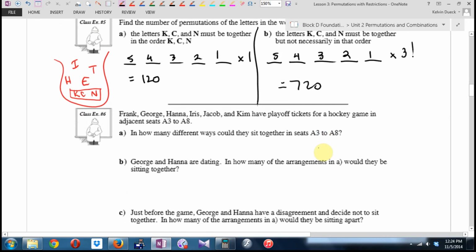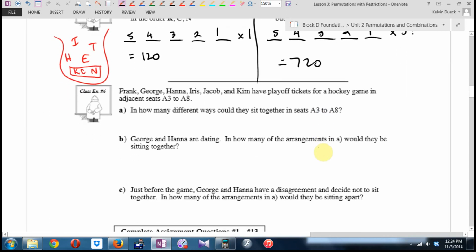Let's apply this to something you may have wondered. You're going to a hockey game with some friends. How many ways can you sit? So, how many friends are going to this particular hockey game? 6. Okay, so they have 6 tickets. How many different ways can they rearrange who they... So A just asks, how many different ways can they sit together in seats A3 to A8? By the way, A what? 3. A what? 8. What is 8 take away 3? Why is that 6 seats?